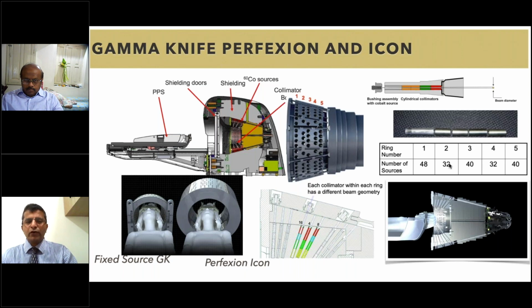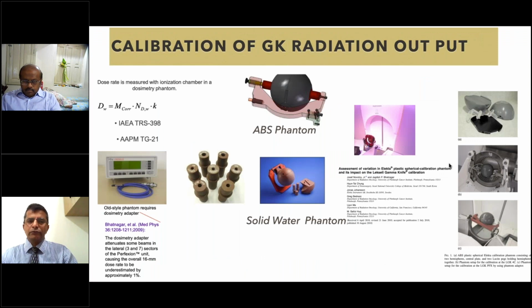So the approach for this equipment is much different from the approach for other versions of gamma knife when we look from the physicist point of view. So how do we do the calibration? Most of the centers are using the IAEA TRS 398 or TG21 protocols. There are two phantoms which are currently used for the calibration of the gamma knife unit. One is the ABS plastic phantom, and the second one is the solid water phantom.